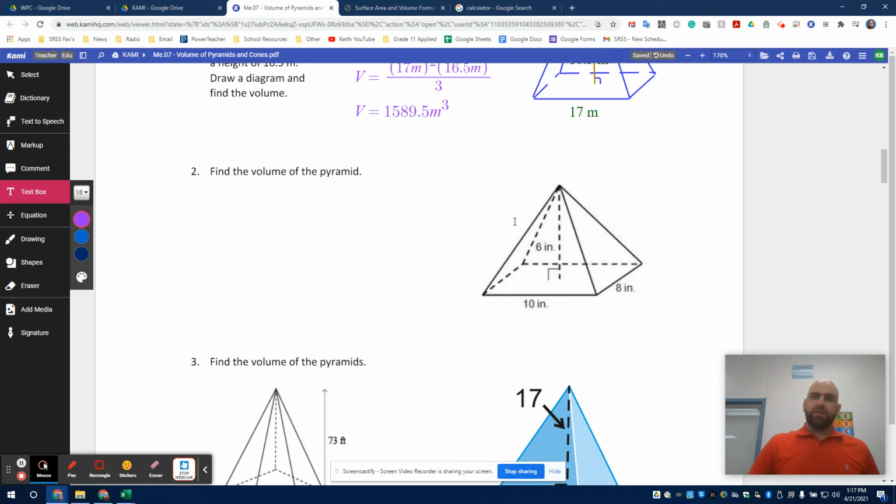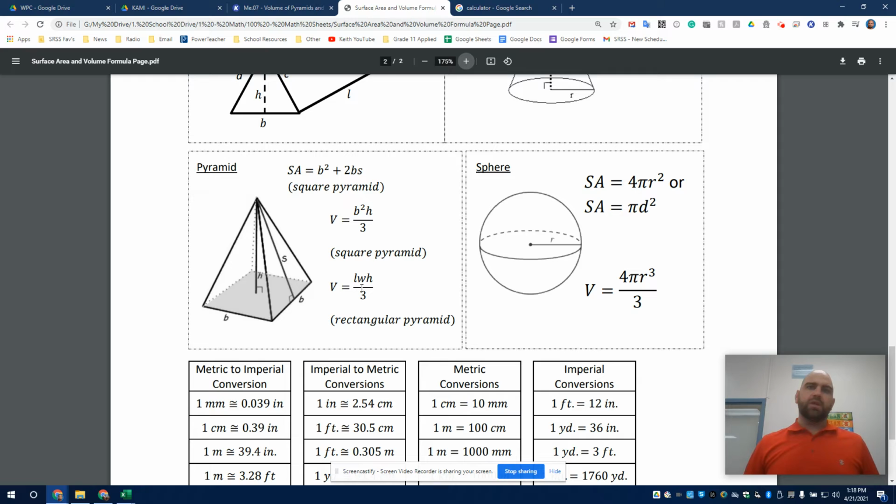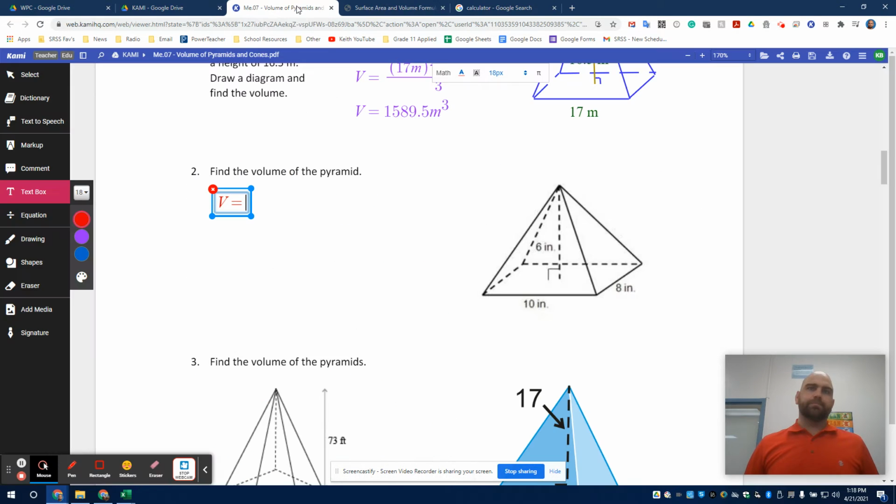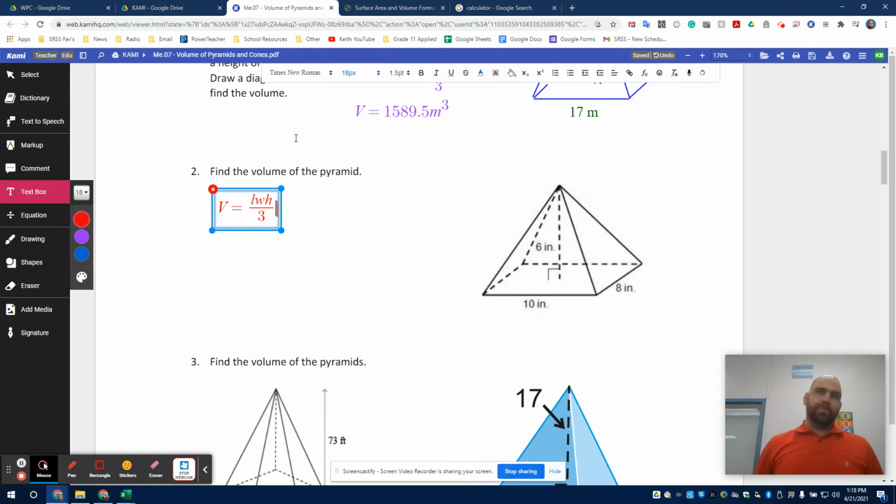Let's go down to the next question here. We have a rectangular based pyramid, and we know it's rectangular because the length and the width are different. So it is a rectangular based pyramid. Now, to find the volume of a rectangular based pyramid, we can look at our formula page: length times width times height divided by 3. That's because it's a rectangular based pyramid.